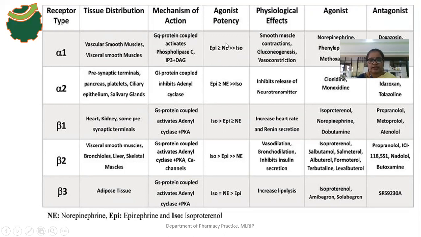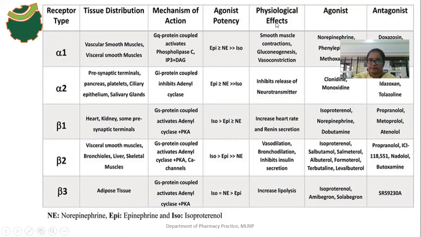Okay, norepinephrine is medium sensitive to alpha 1 and alpha 2 receptors. Next, isoprenaline has low sensitivity to alpha 1 and alpha 2 receptors. The most potent alpha 1 agonist is what? Epinephrine. The medium potency is noradrenaline, and the low potency is isoprenaline.